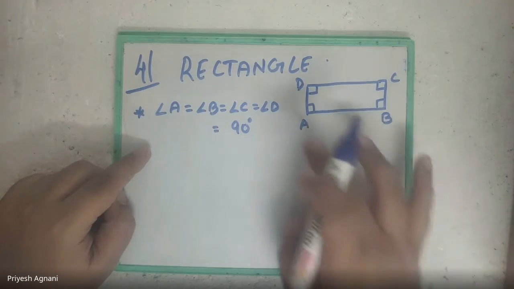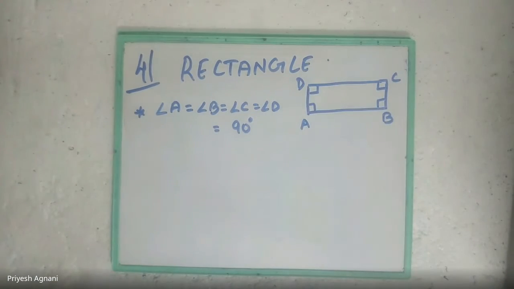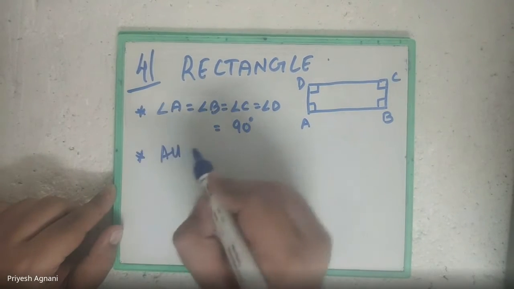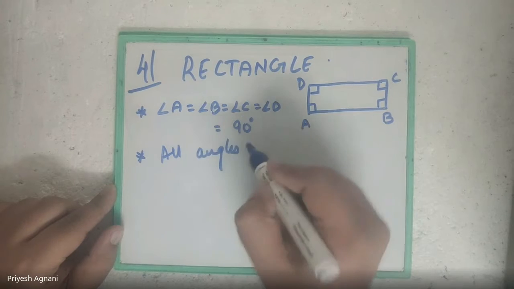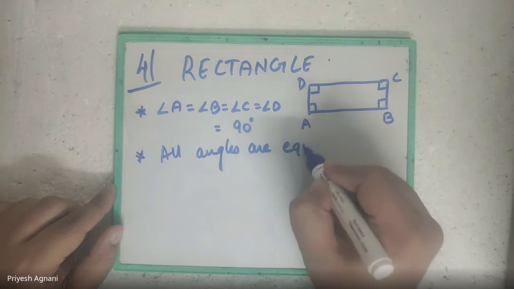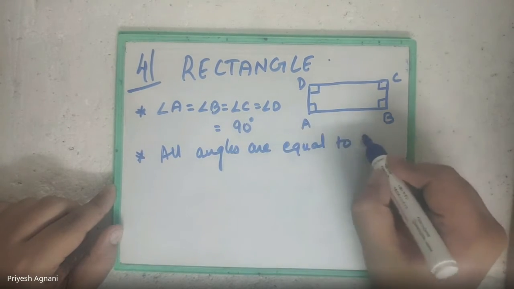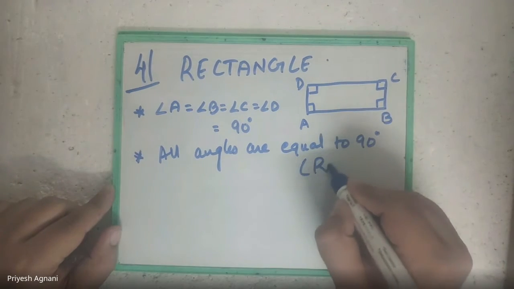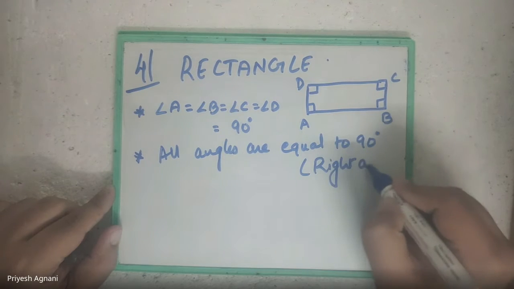Don't write in two lines. I don't have space over here. Angle A is equal to angle B is equal to angle C is equal to angle D. इसका मतलब ये हुआ that all the angles are equal. ठीक है? And they are equal to 90 degree. The second point we'll write the same thing. Please write with me. All angles are equal to 90 degree. और ब्रैकेट में लिख दो राइट एंगल. क्या लिख दोगे? राइट एंगल.